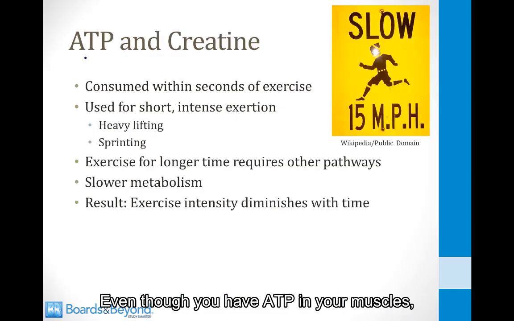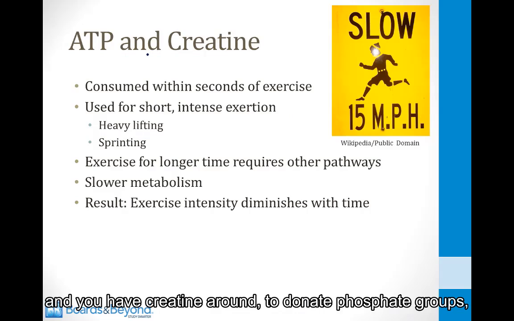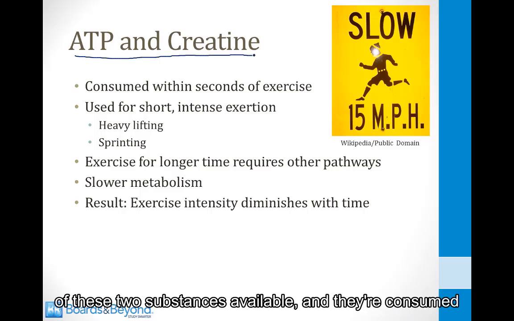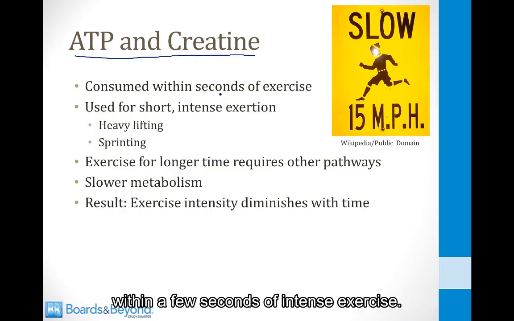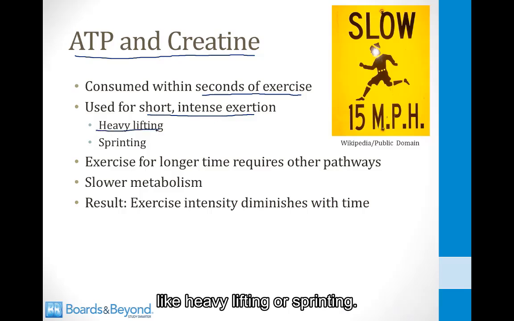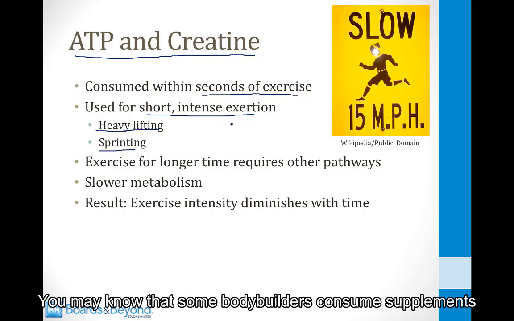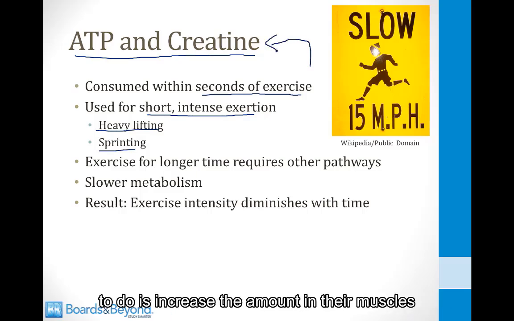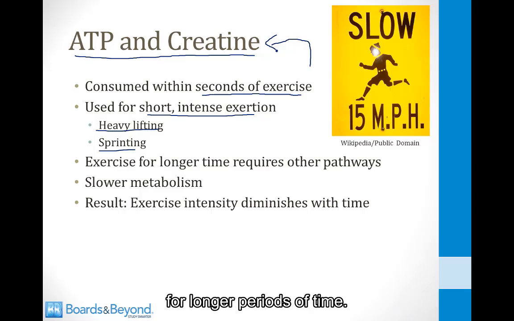Even though you have ATP in your muscles and you have creatine around to donate phosphate groups, there's still a limited supply of these two substances available, and they're consumed within a few seconds of intense exercise. So their most important use is for short, intense exertion, like heavy lifting or sprinting. You may know that some bodybuilders consume supplements of creatine, and what they're hoping to do is increase the amount in their muscles so that they can exert themselves maximally for longer periods of time.